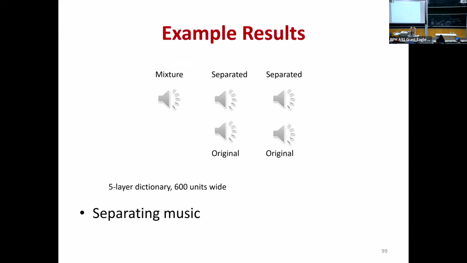Here's an example. Again, this is a very trivial thing that we're doing. These were 5-layer networks, 600 units wide on the decoder side, the dictionaries. Here's a mixed recording. There's a wind instrument and a string instrument.